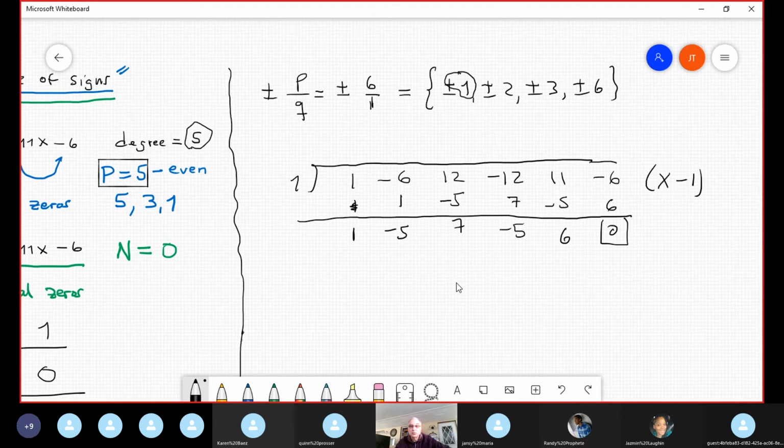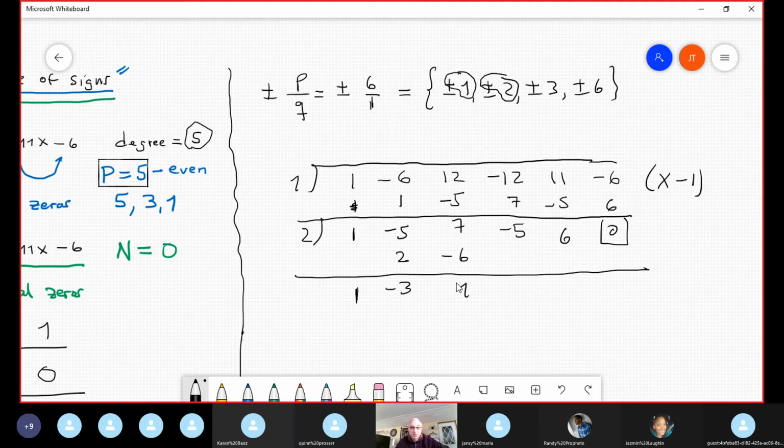Let me try synthetic division using 2. Bring down 1. This is 2. This is minus 3. Minus 3 times 2 is negative 6. This is 1. 1 times 2 is 2. This is negative 3. And negative 3 times 2 is 6. Wow, amazing. I got it. X minus 2 is also a factor of our polynomial.